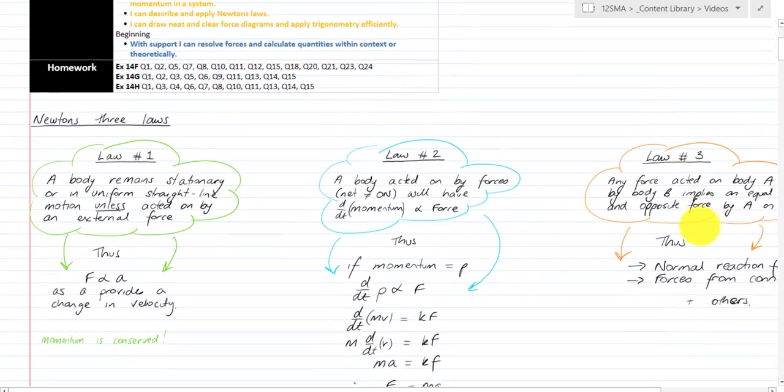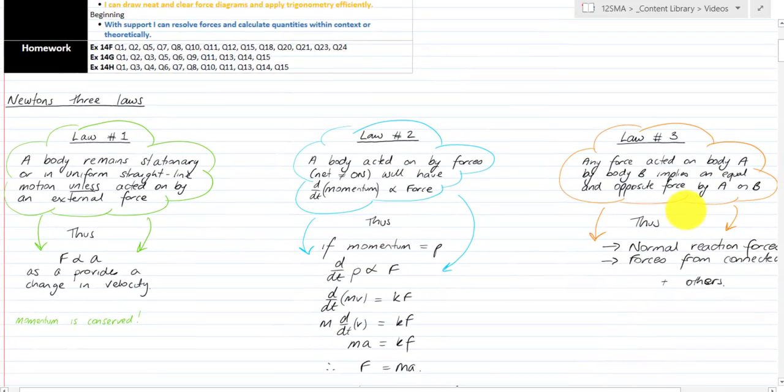Let's have a quick look at the laws and summarize them. The laws were written quite a long time ago, obviously, but I'm going to try to bring out the actual equations and relationships that they bring about. Law number 1 is that a body remains stationary or in uniform straight line motion unless acted on by an external force. So if something is just sitting still, or perhaps it's moving but there's no force acting on it, it will continue to sit still or move at the same velocity. Nothing will change. There will be no acceleration because there's no force applied.